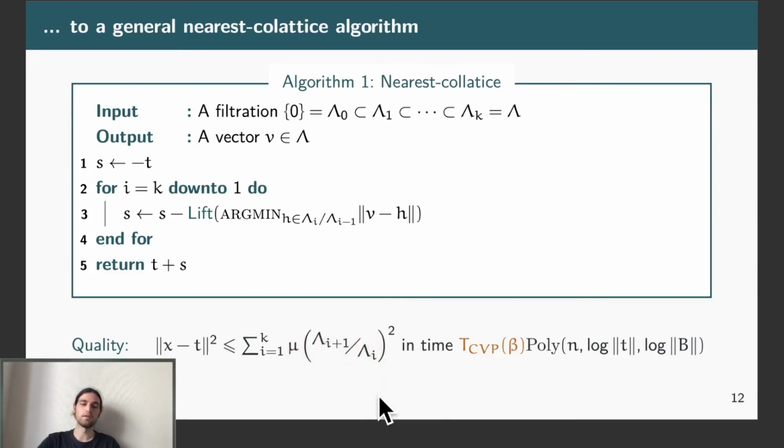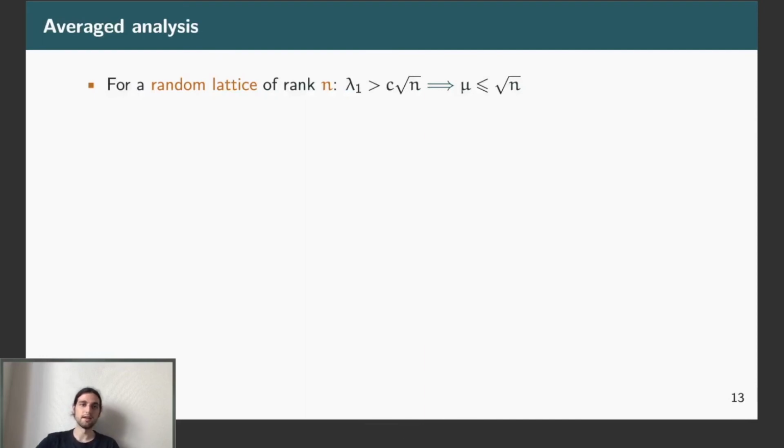The problem is that with this formulation, we're a bit stuck with this formula here, because evaluating the quantity mu of the successive quotient is kind of difficult. To circumvent this, we can perform an average analysis. In particular, for a random lattice of rank n, we can prove that lambda 1 is greater than a certain absolute constant c multiplied by square root of n. And this implies that the covering radius is somewhat smaller than square root of n.